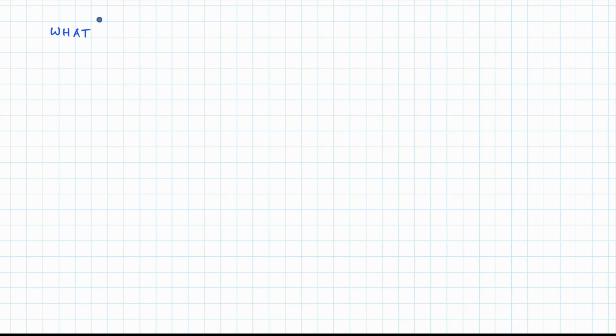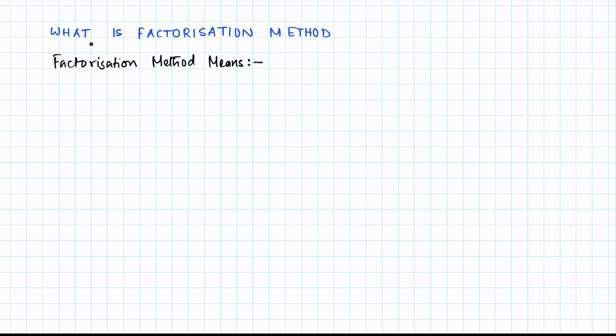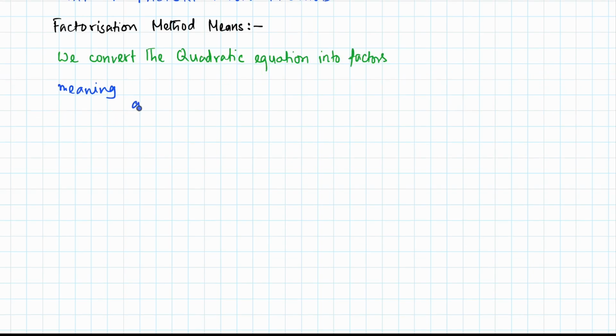So what is factorization? We're going to learn what the factorization method is. A factorization method means we can convert the quadratic equation into factors. Whatever quadratic equation has been given, we can convert it into factors.